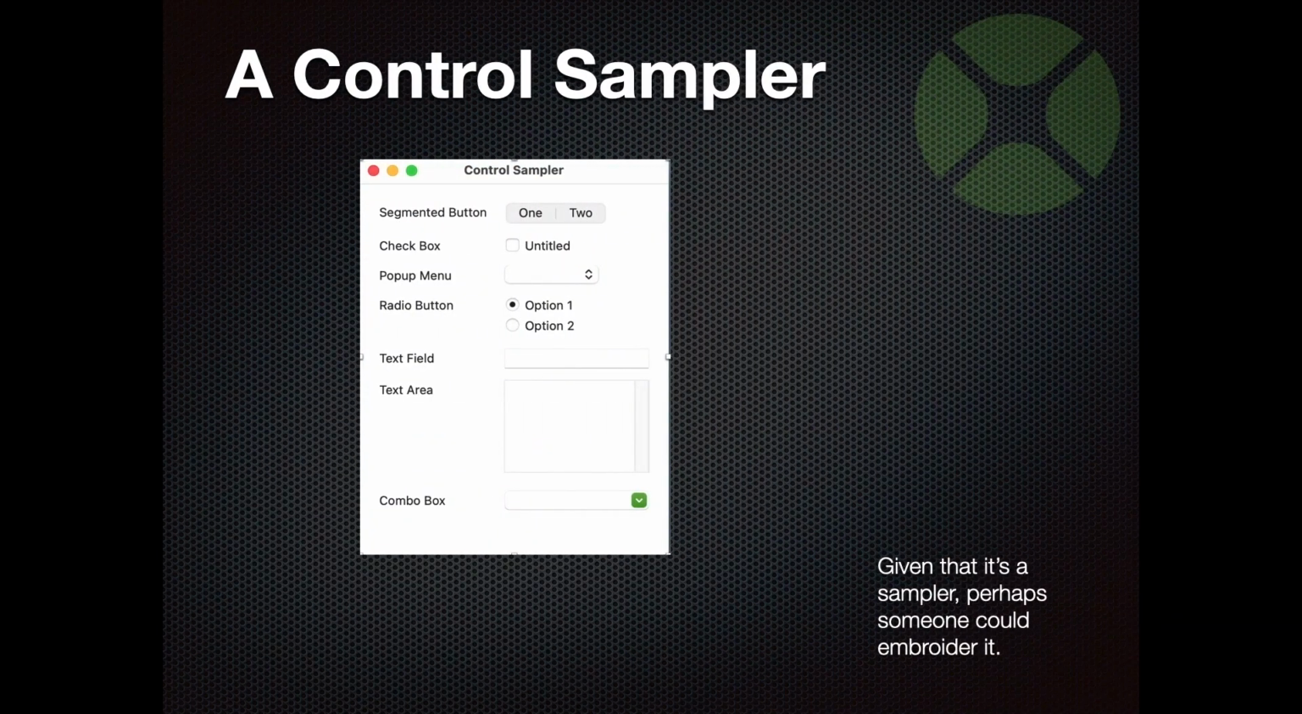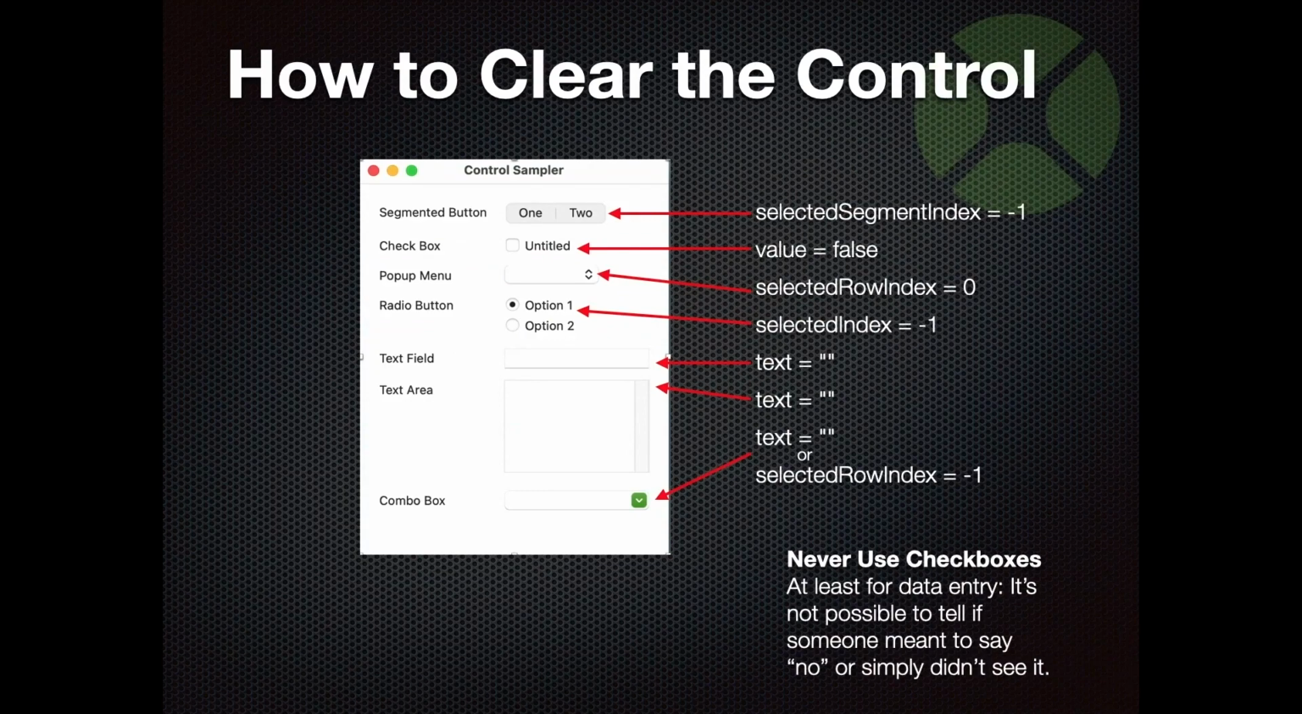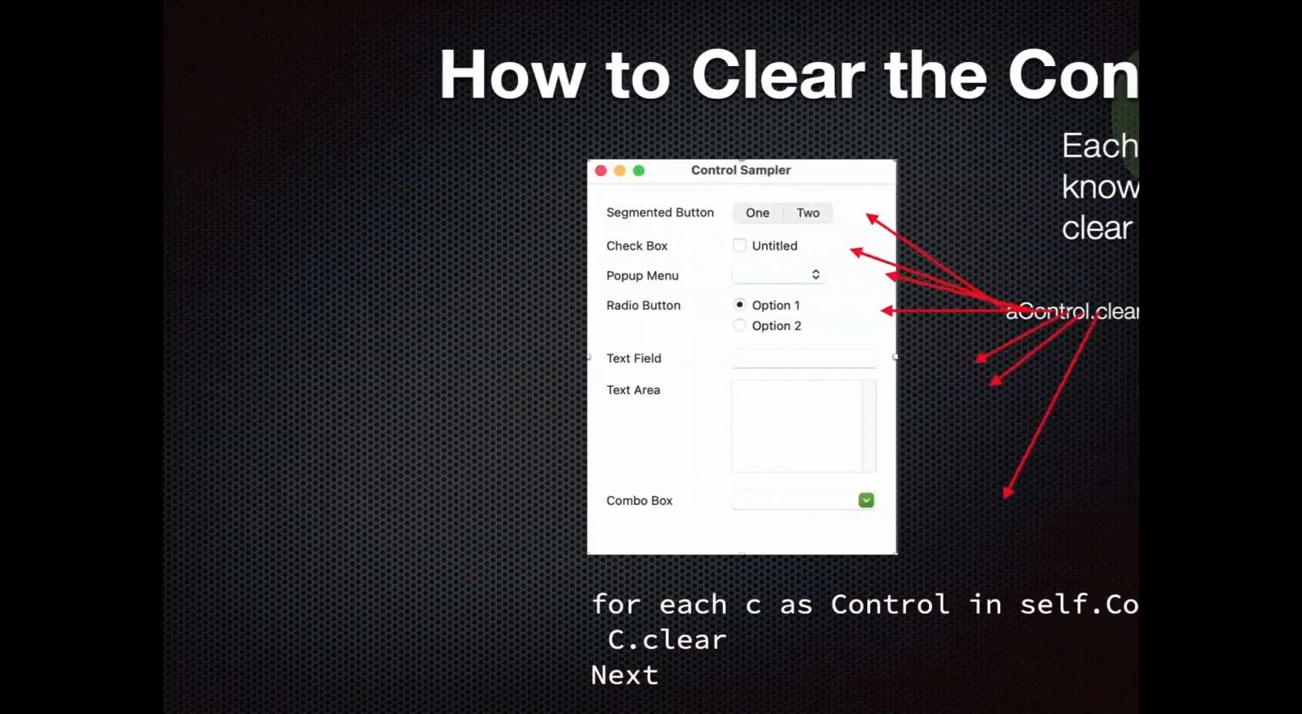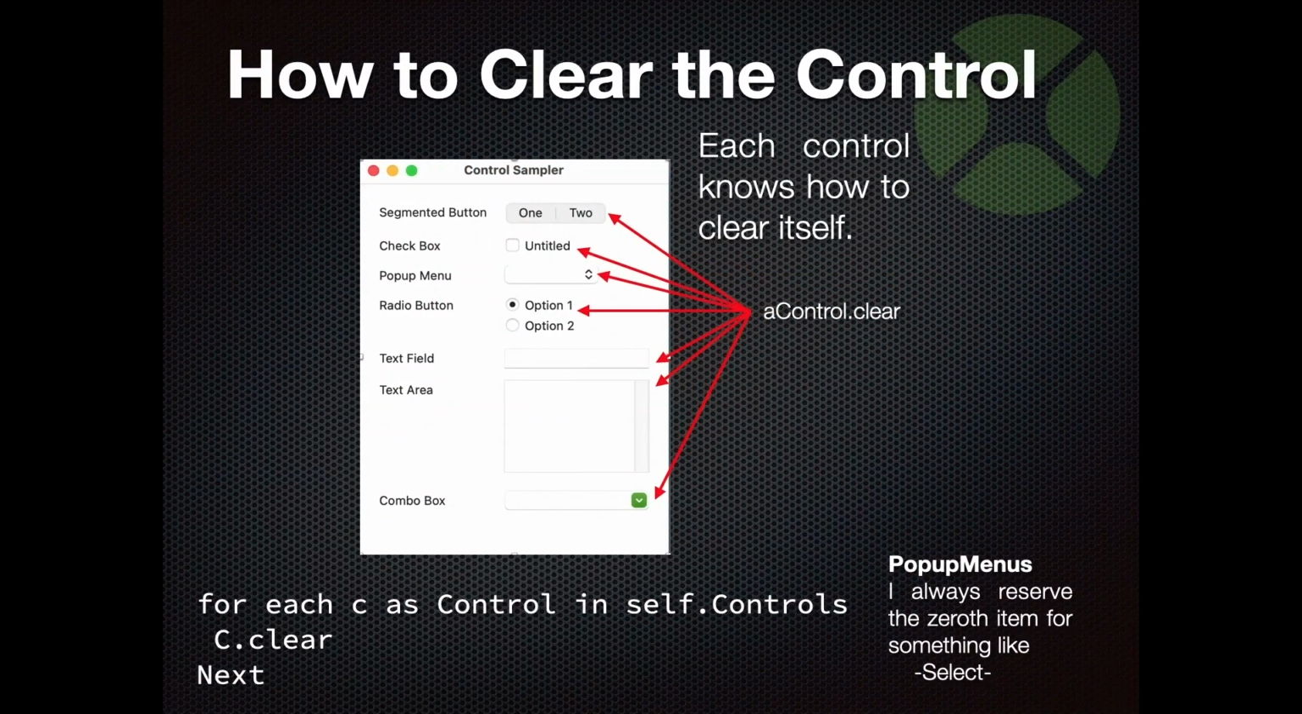Here are a bunch of typical controls. And let us pretend you wanted to clear the control so that the user can enter new data. And this is what you'd have to do. And this is the code that does that. It's stuff that we've all written a lot, probably. And this is what I'm going to talk about to clear the controls.